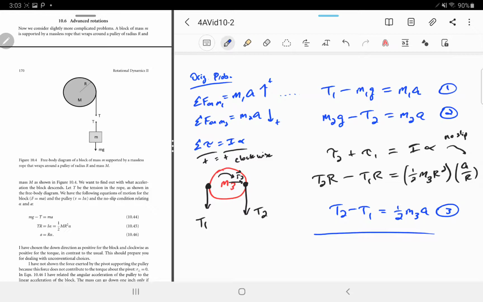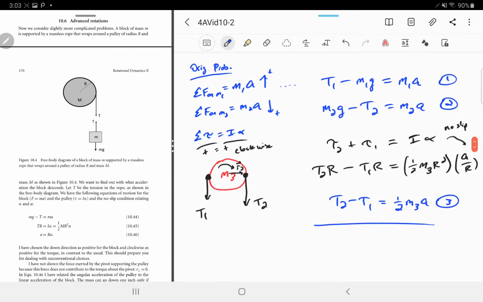And now if we add up equations 1, 2, and 3, we can solve this. It's a system of 3 equations and 3 unknowns. And the 3 unknowns are T1, T2, and a. 3 equations for 3 unknowns. We can solve for all 3. It's easiest to solve for a. And this is actually what we were asked for in the original problem. And we can see this by solving by elimination. Add up all 3 equations.